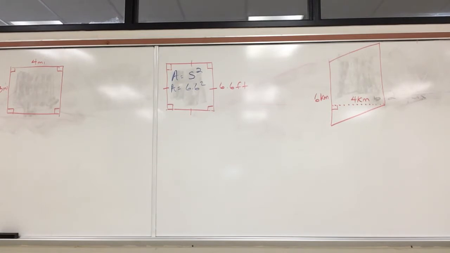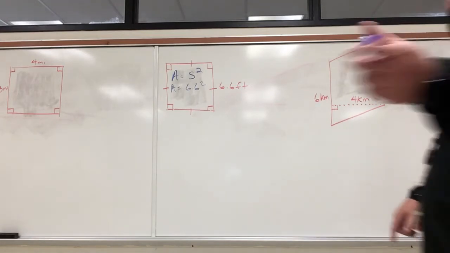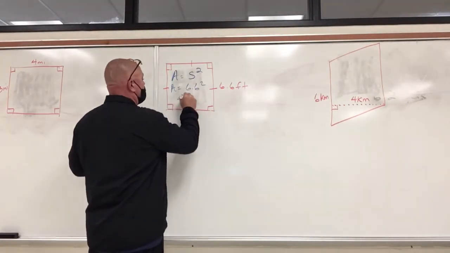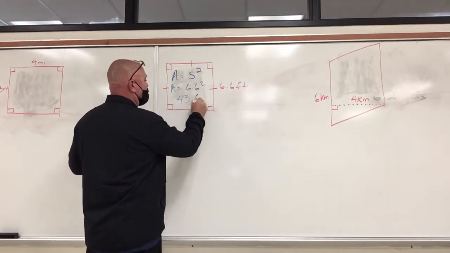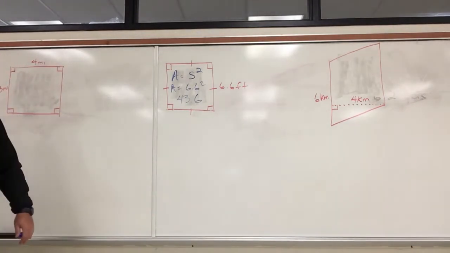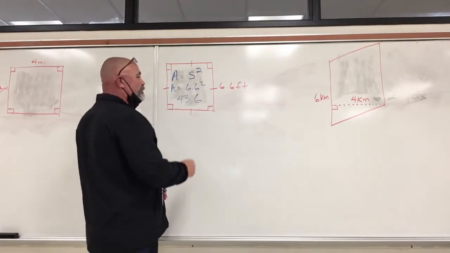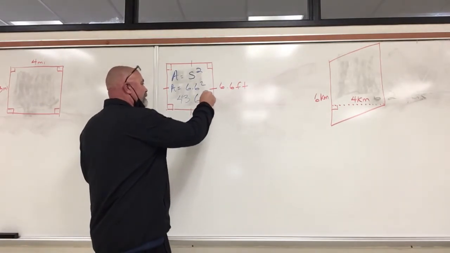It's an X2 button, the square button. Is that better? Okay, find the square button then. Type 6.6, the square button, press enter, and you get what? 43.56. 43.56, which rounds to 43.6. Okay? So the area of this square is 43.6 feet squared.